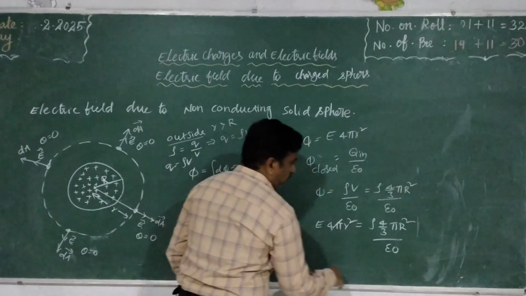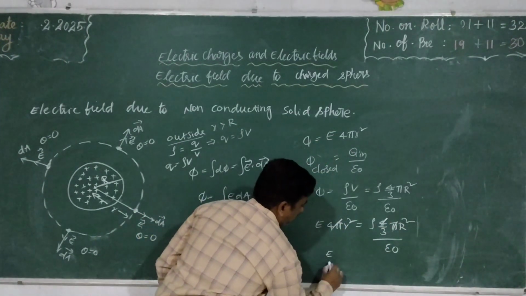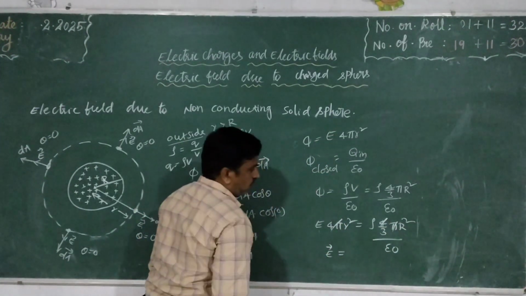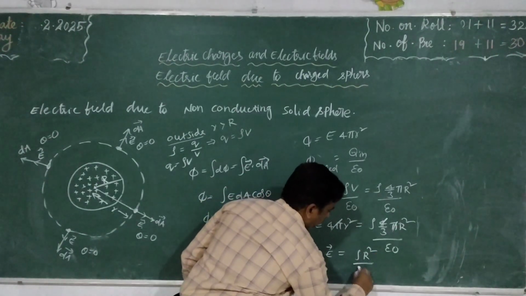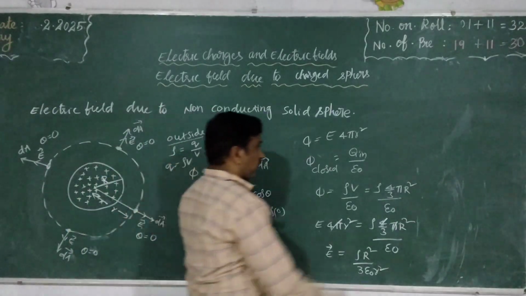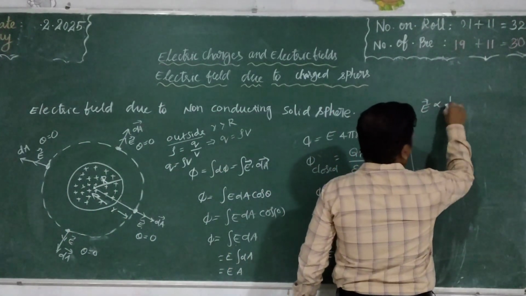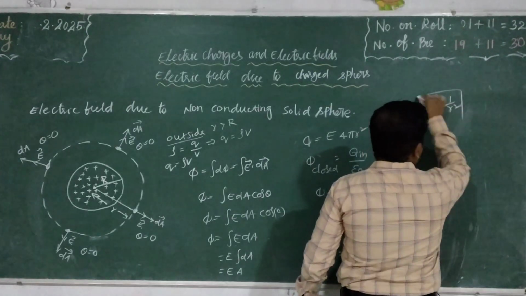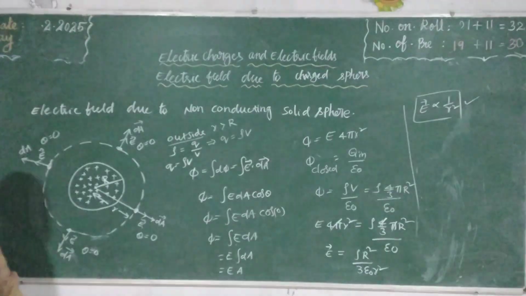See here, this 4 pi cancels. What do we get now? E, the electric field, is equal to rho capital R square by 3 epsilon naught small r square. From that, what can we write? The electric field is proportional to 1 by r square. It is for outside the solid non-conducting sphere.